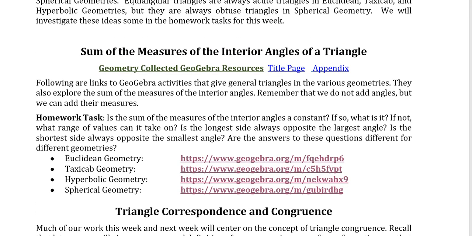All right, let's call it now on this video. We'll stop there. In the next video, we'll talk about one of the most important things in this unit: triangle correspondence and congruence.